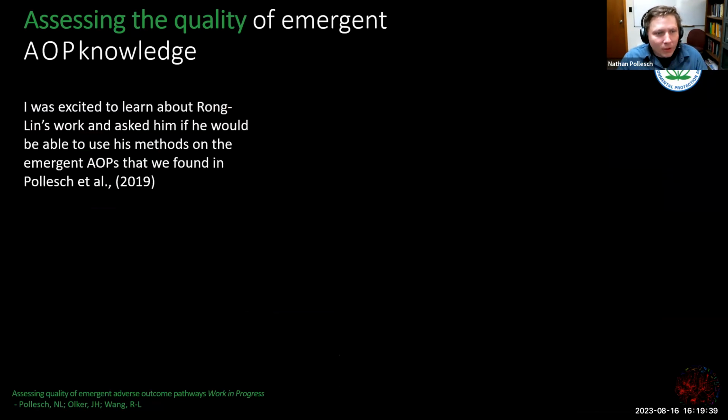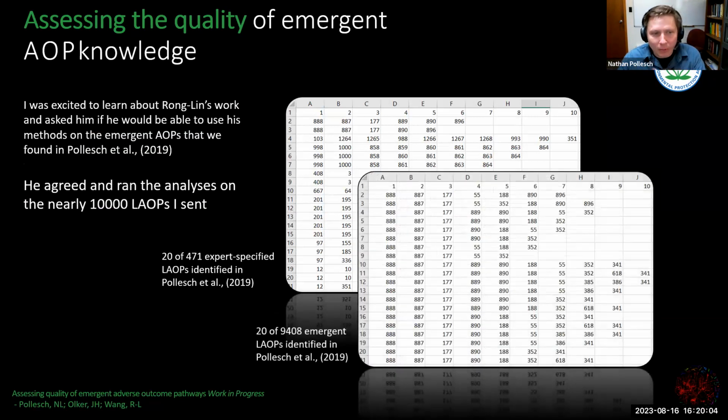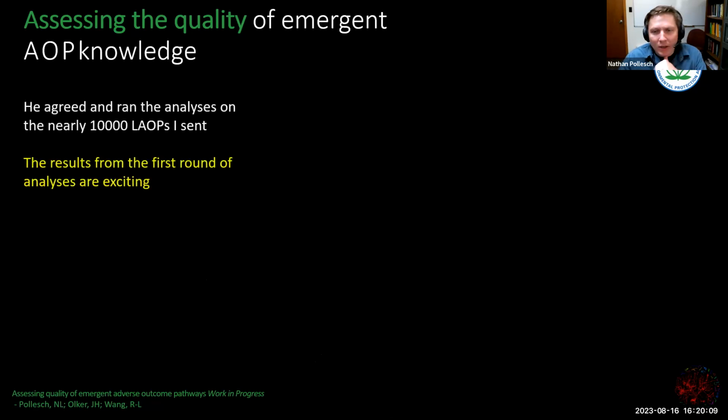Right. So I ran into Ron Lang and I saw that he was doing this with the AOPs, and I was like, hey, I've got a bunch of emergent AOPs that I would love to see what this looks like for. And so a couple of years ago at CTAC, Jennifer, Ron Lang and I had a discussion about this. And essentially, I sent Ron Lang the list of all these expert specified AOPs that we had identified, and then also the emergent AOPs that we had identified. And so we have just been running and developing metrics now for semantic similarity.